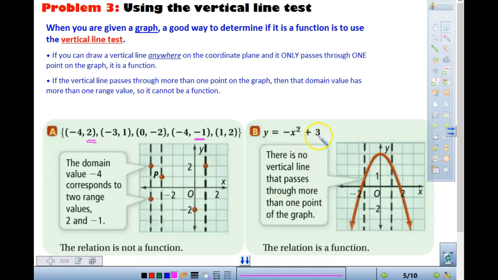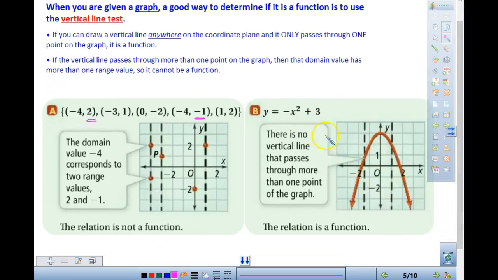If I look at this equation, they graphed it. It's a parabola. This is a quadratic equation. We'll get to this towards the end of the year. If I draw a vertical line anywhere on here, and it doesn't matter where that vertical line is, I can draw it. As long as I draw a vertical line and it only passes through one point, it is going to be a function. So when I look at that, this second one is a function, the first one is not. Okay?